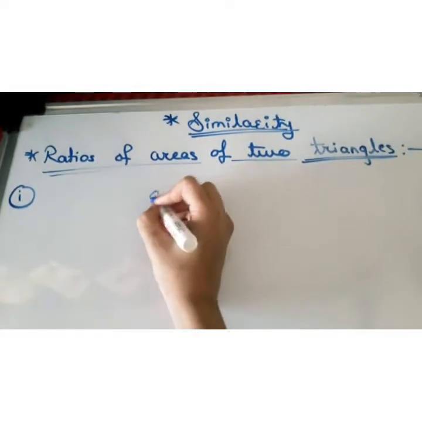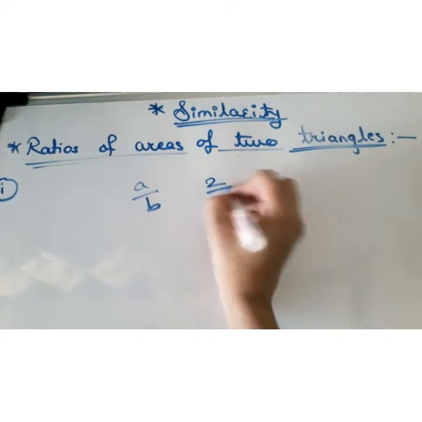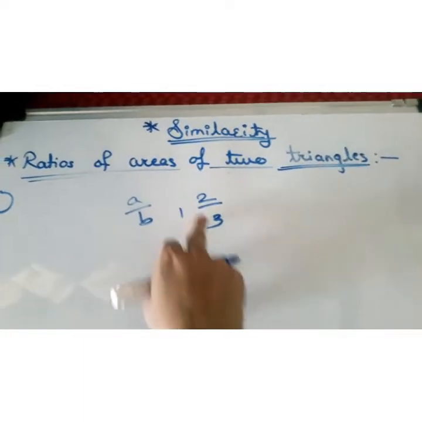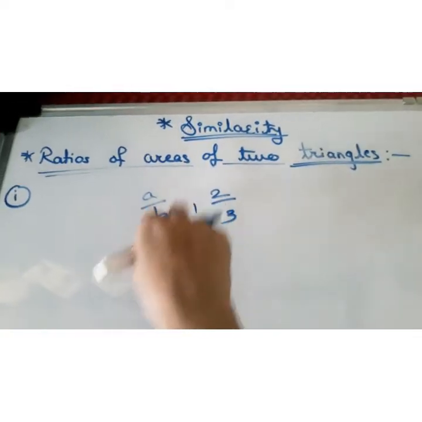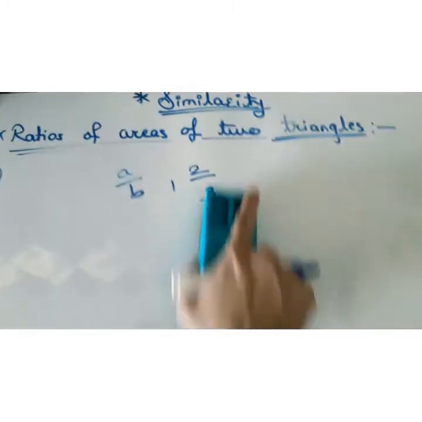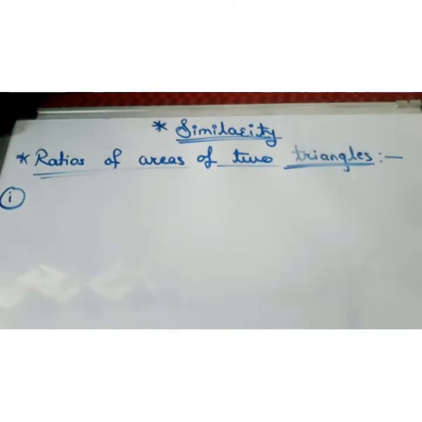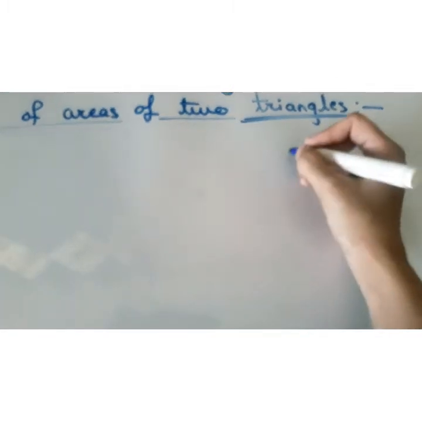So let's start with ratios. All of us know that a ratio means the A upon B form. For numbers also, 2 upon 3, all these are called ratios. So here we are going to see the ratio of areas of any two triangles. Since we require two triangles, let's consider any two triangles. Suppose I have these two triangles.